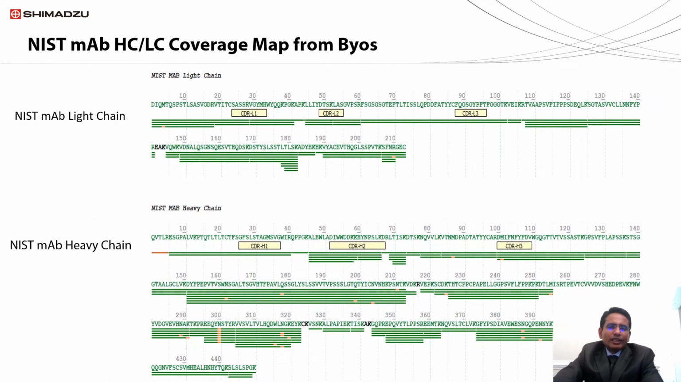After the analysis using LCMS 9030 QTOF, we load the data in Protein Metrics BIOS software, and it gives the NIST-mAb light chain sequence coverage, and the NIST-mAb heavy chain sequence coverage on the bottom. In both cases, the peptide mapping sequence coverage is nearly 100%.